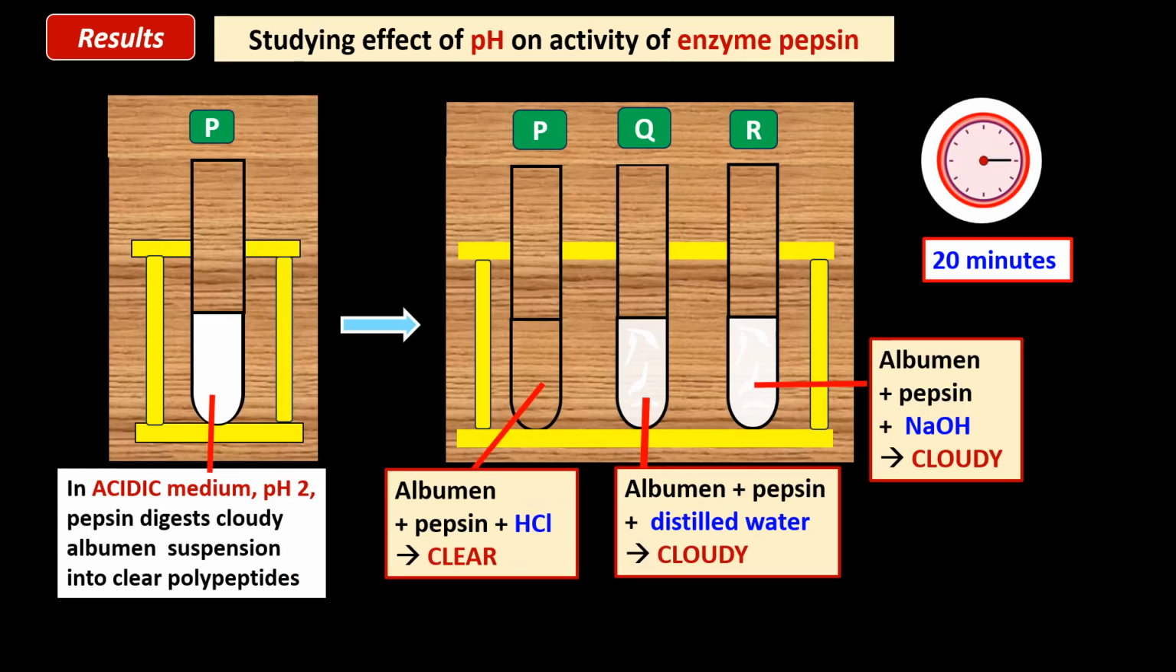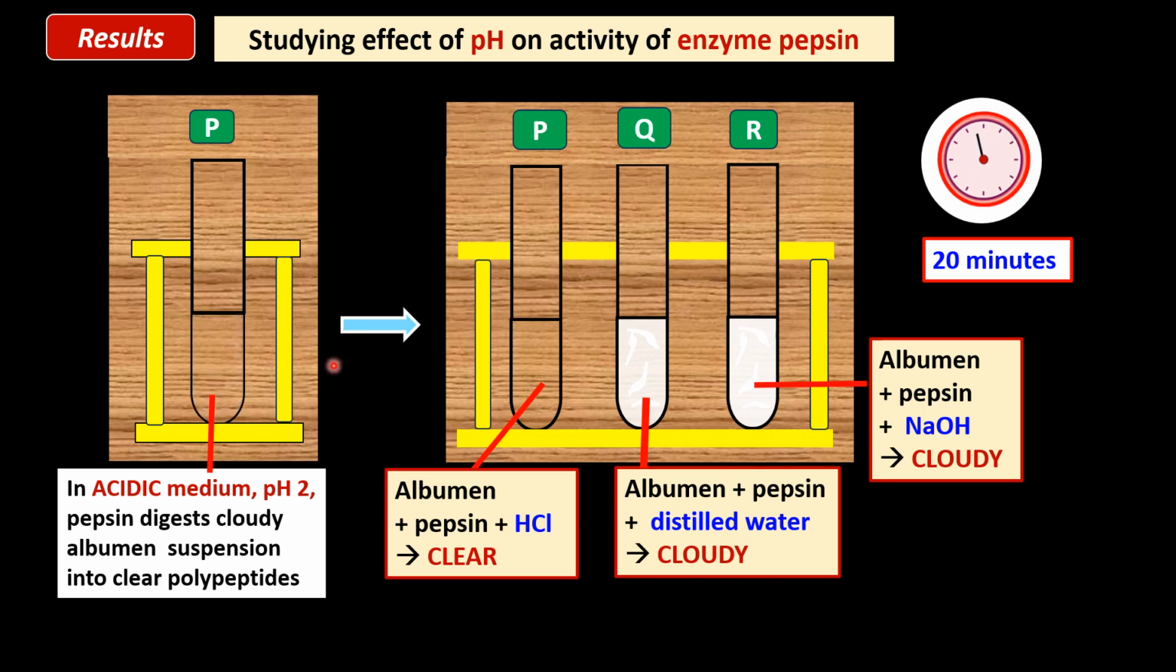So here are the results. At first, if you look at P, it's cloudy, just like Q and R. But what happens after 20 minutes? Let's observe this animation. Just look at test tube P. If you observe it over a period of 20 minutes, it will slowly turn clear.